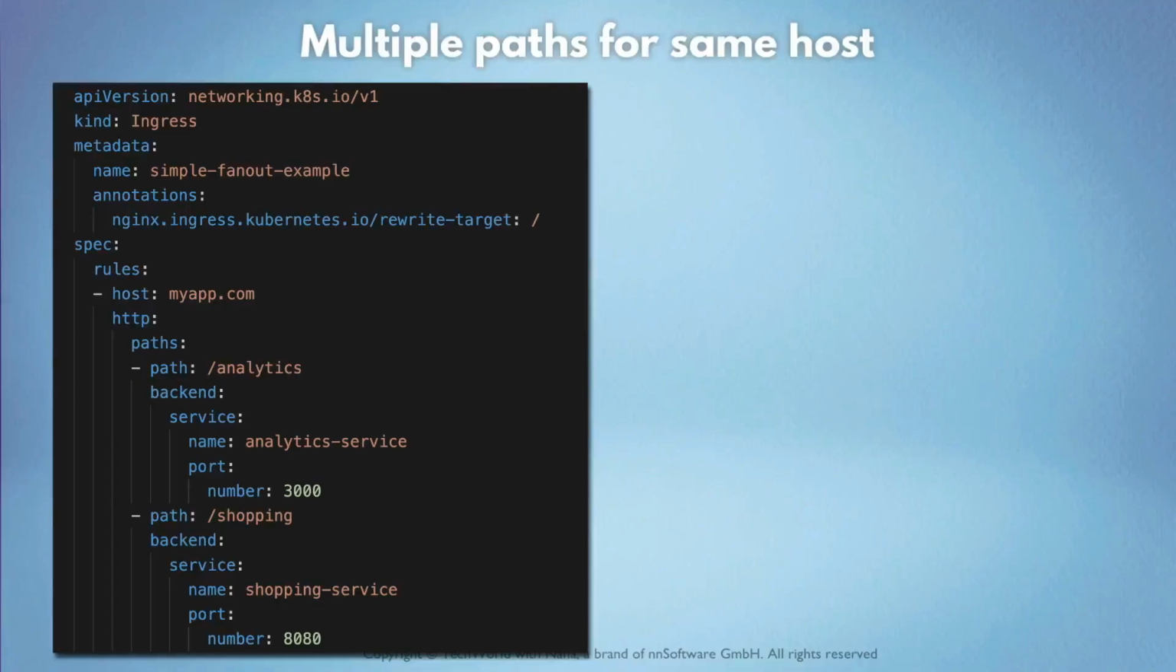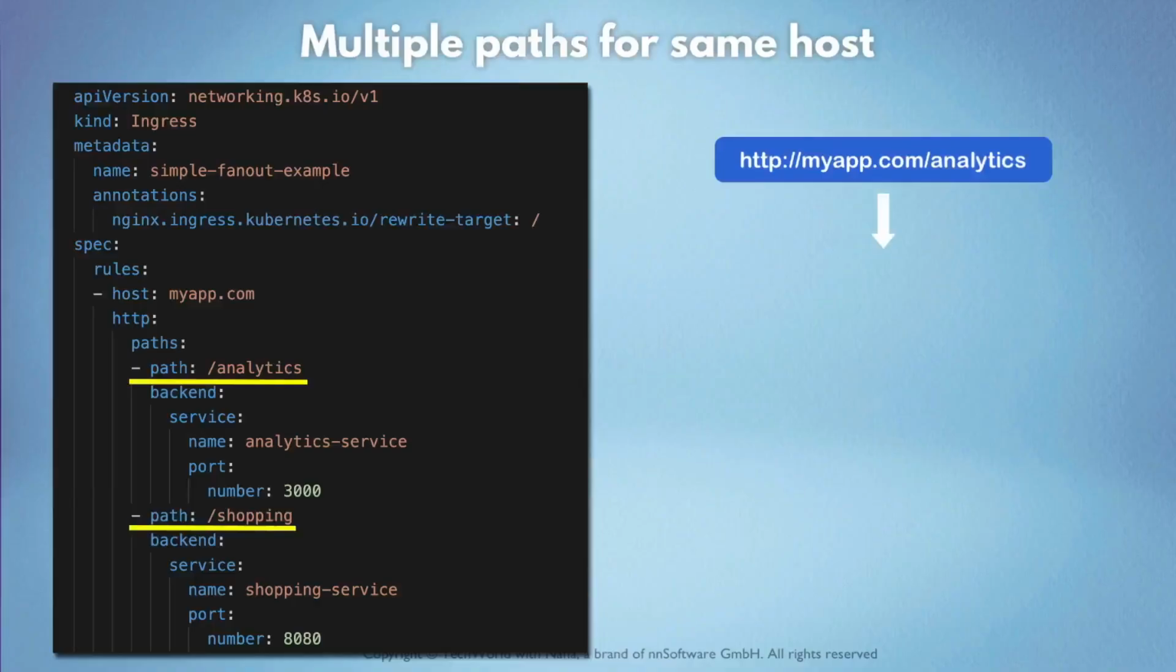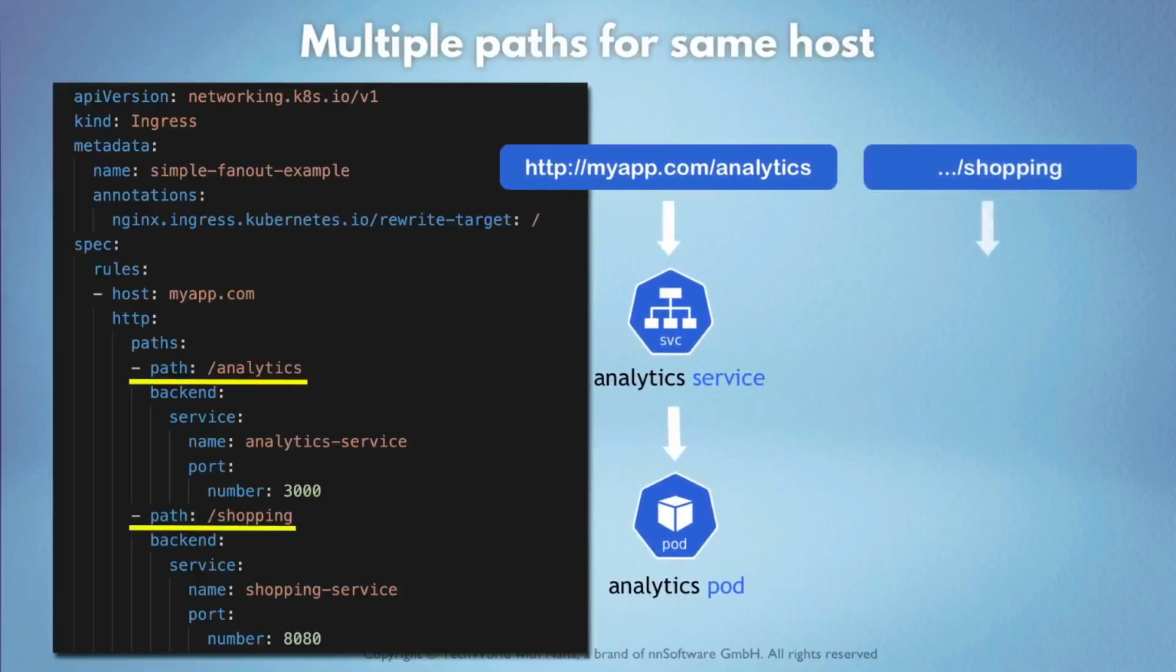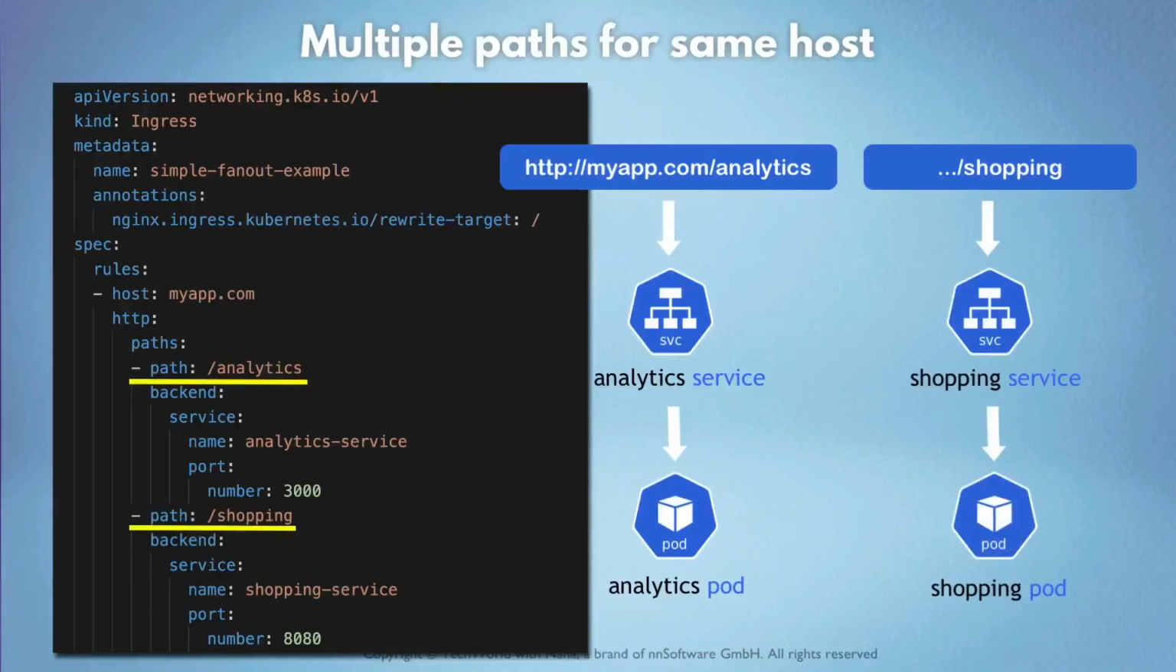Consider you have an application that does something similar. So you offer two separate applications that are part of the same ecosystem, but you still want to have them on separate URLs. So what you can do is that in rules, you can define the host, which is myapp.com. And in the path section, you can define multiple paths. So if a user wants to access your analytics application, then they have to enter myapp.com/analytics, and that will forward the request to internal analytics service and the pod. Or if they want to access the shopping application, then the URL for that would be myapp.com/shopping. So this way you can do forwarding with one ingress of the same host to multiple applications using multiple paths.